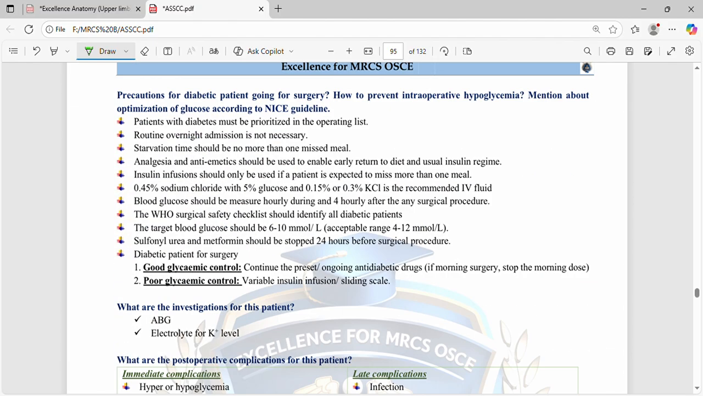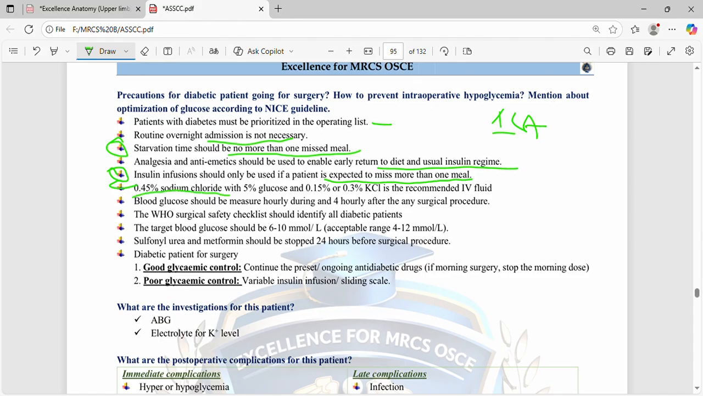What precautions are needed for diabetic patients going for surgery, to prevent intraoperative hypoglycemia, and how is glucose optimized according to NICE guidelines? A patient with diabetes must be prioritized in the operating suite and should be first on the list. Routine overnight admission is not necessary. Starvation time should be no more than 1 missed meal. Analgesia and antiemetics should be used to enable early return to diet and the usual insulin regimen. Insulin infusion should only be used if a patient is expected to miss more than 1 meal.